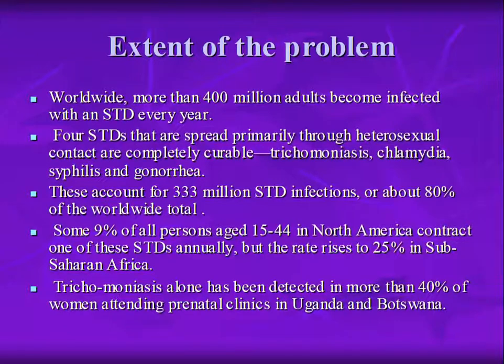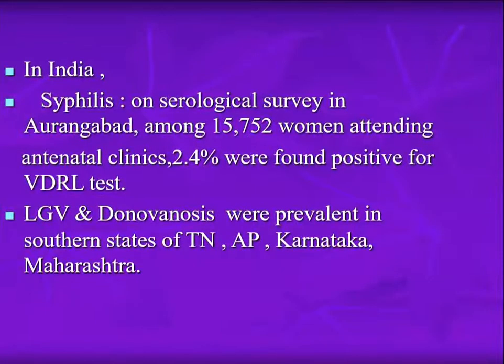Some 9% of all persons aged between 15 and 44 years in North America contract one of these STDs annually, but the rate rises to 25% in Sub-Saharan Africa. And Trichomonas vaginalis alone has been detected in more than 40% of women attending prenatal clinics in Uganda and Botswana. These are the expanded program figures on sexually transmitted diseases.